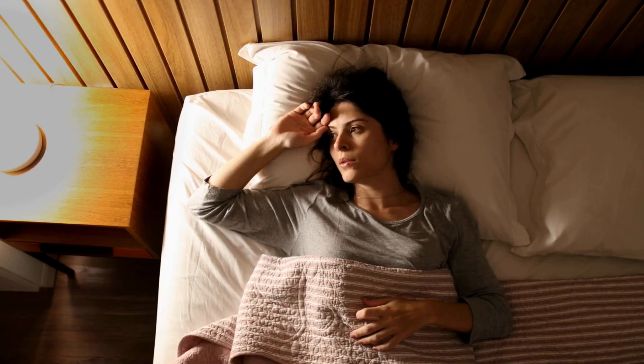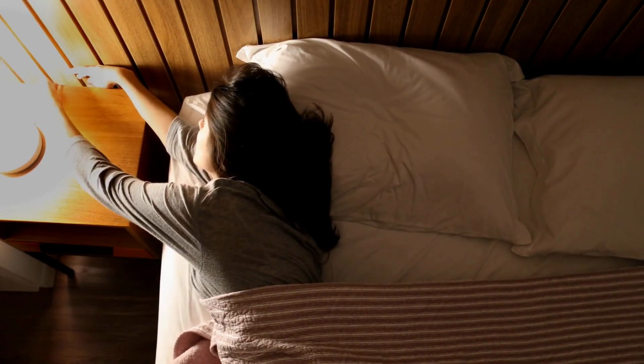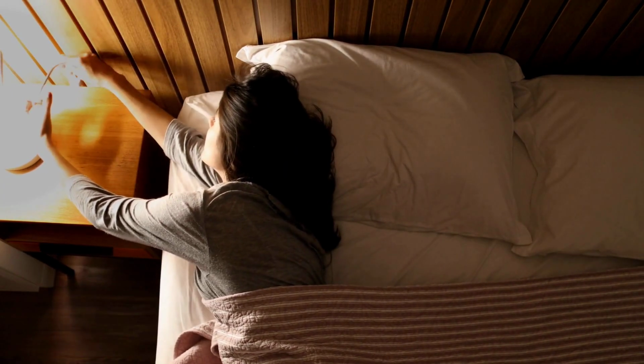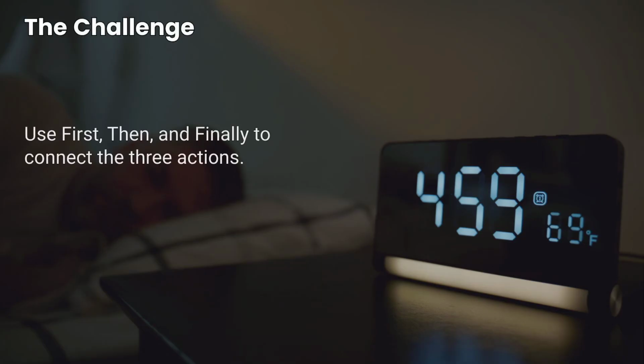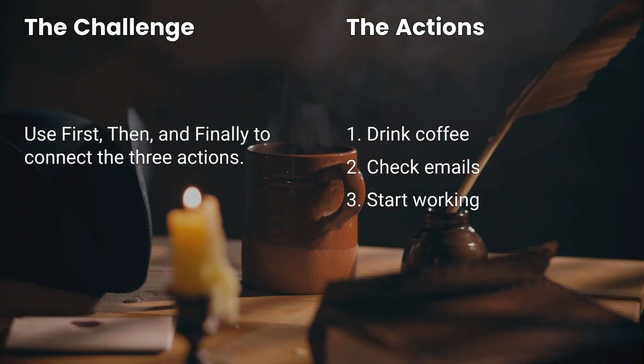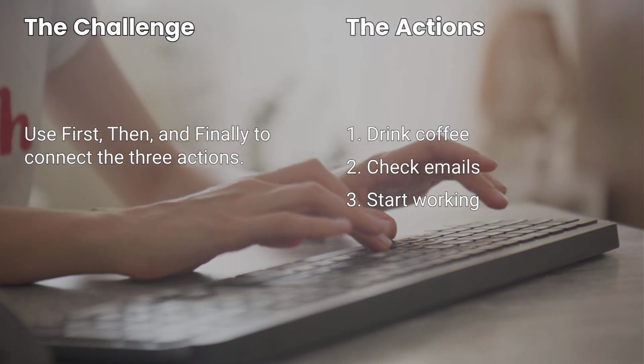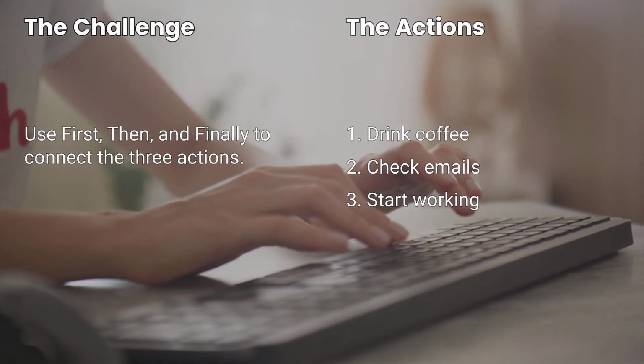Scene 5, ending the day. It's now 10:30 p.m. Finally, she turns off the lights and goes to bed. Let's try a different exercise. I'm going to give you 3 actions, and I want you to put them into one paragraph using first, then, and finally. The actions are 1. Drink coffee. 2. Check emails. 3. Start working. Ready? Go.